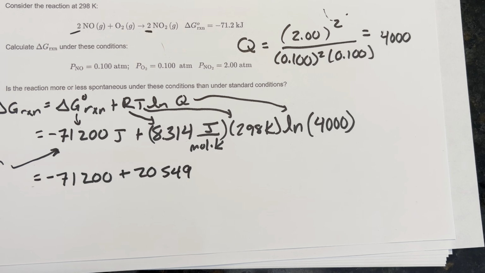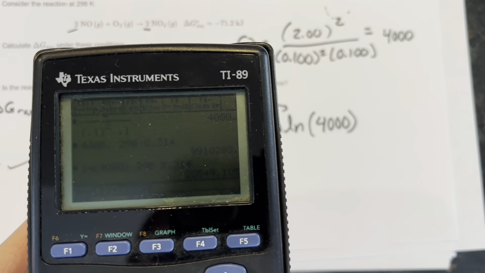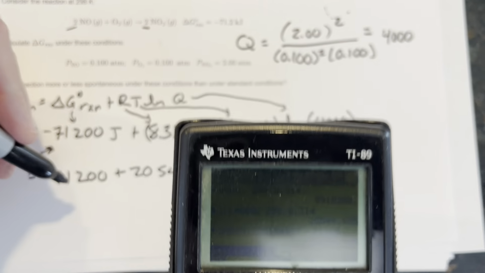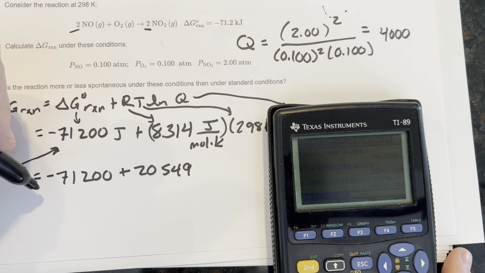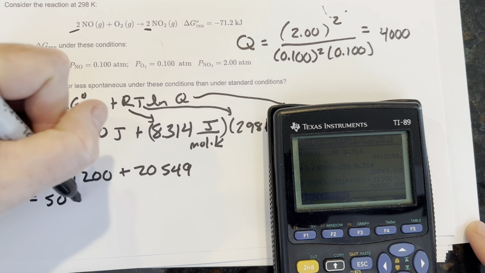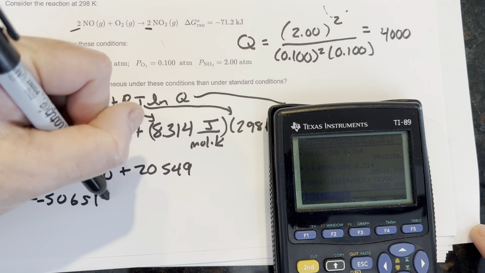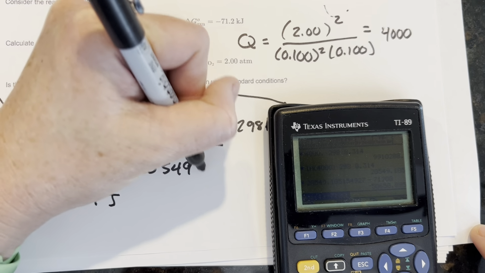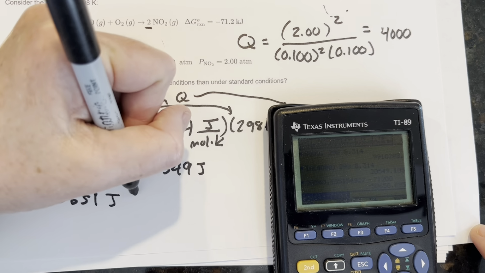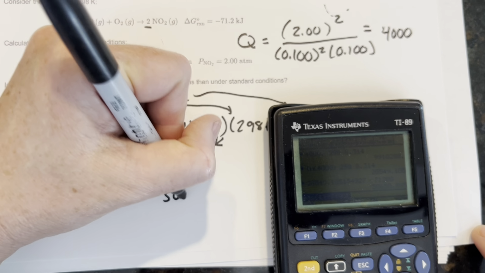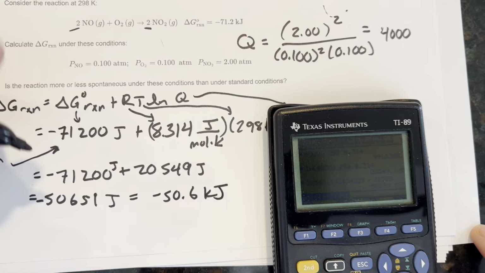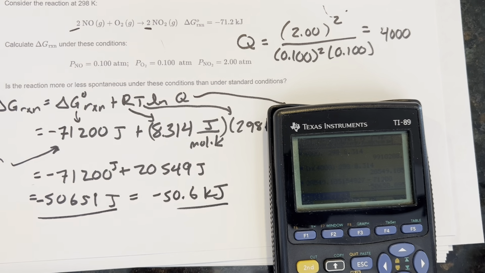Okay, and now we just add those things up. And I get an answer of 5651. So specifically negative 5651. And again, this is in joules, which would also equal negative 50.6 kilojoules, which again, we should be comfortable switching back and forth.